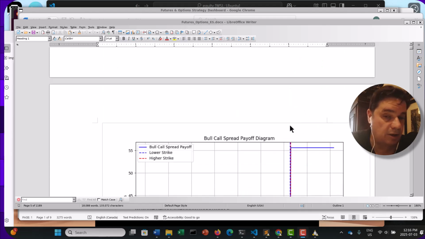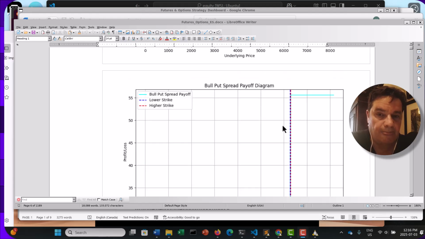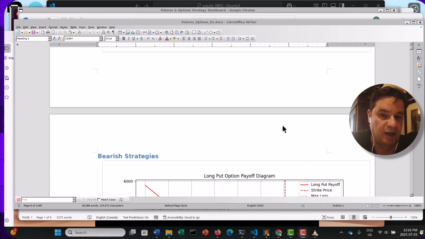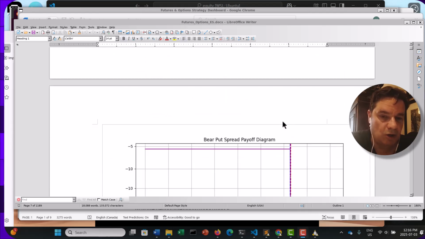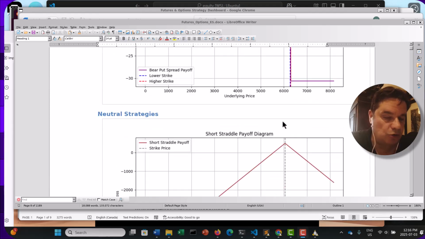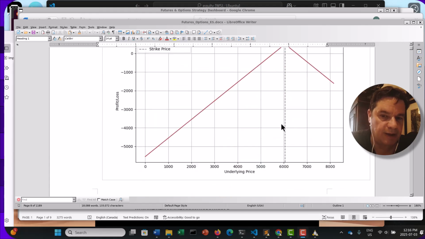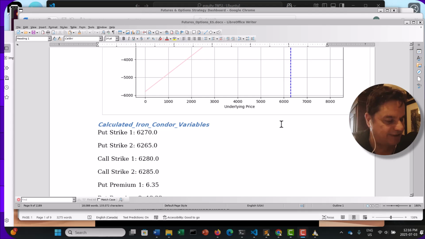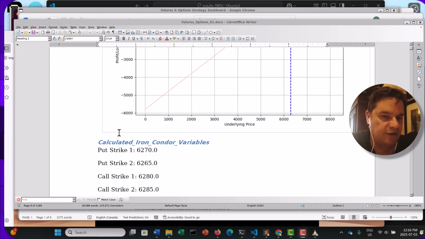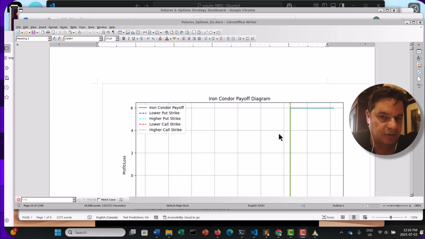These are popular option strategies out there. Bull put spread, bearish now, long put, and so on. And then we have the risk neutral or neutral short straddle payoff, short strangle payoff, and it does this for every single option contract in the option chain. Then it calculates the iron condor and all the variables that are associated with that.